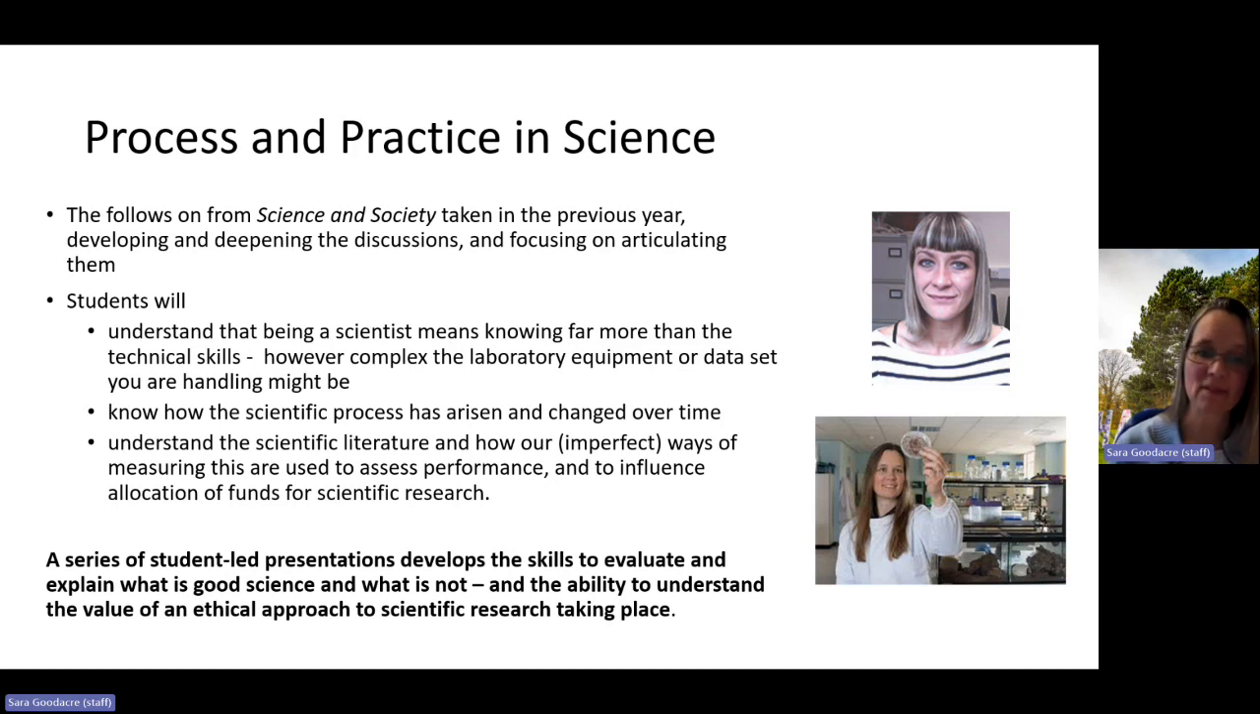And all of this really happens in a set of student-led presentations to develop the skills to evaluate what is good practice and what is not. Very much the focus on applying the skills, reflecting on the science that is done, reflecting on the imprint that they have left behind, not just in terms of actual, for example, laboratory waste and the implications of that, but actually the conversations and the insights that they have shared and the journey that they've been part of.